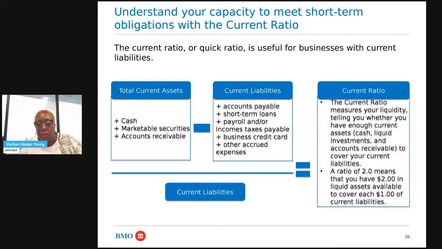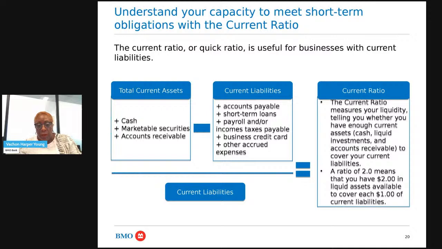So what does this mean? The current ratio measures your liquidity, telling you whether you have enough current assets to cover your liabilities. So say, for instance, you needed to liquidate. You want to know, can I walk away from this situation and be okay? A ratio of 2.0 means that you have $2 in liquid assets available to cover each dollar of your current liabilities. Again, knowing this about your business, taking a look at your balance sheet and your income and expense statements on a monthly basis, and having those meetings with your accountant is really important to measure how you're doing with your business, and it helps you develop a strategy to get to some of the ratios that we're mentioning. You can advance the next slide.